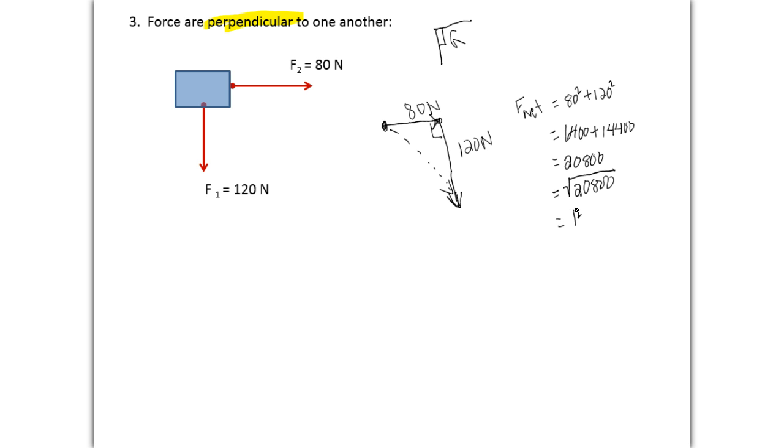So the resultant force, and I want to work that down to significant figures, 1.4. Those numbers have 2 digits, so I'll include 2 digits in the answer. Decimal had to move 2 places.